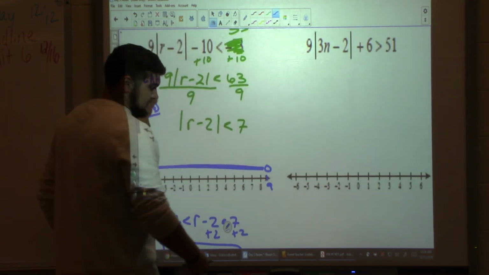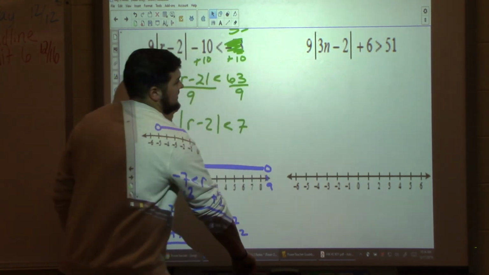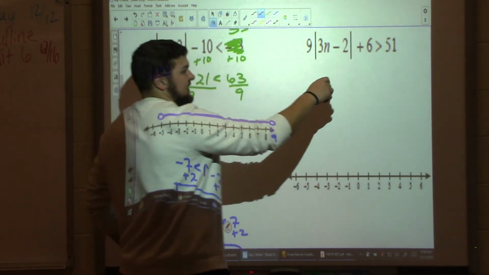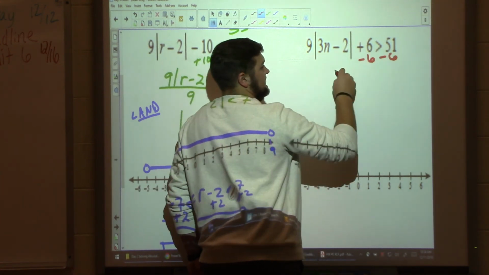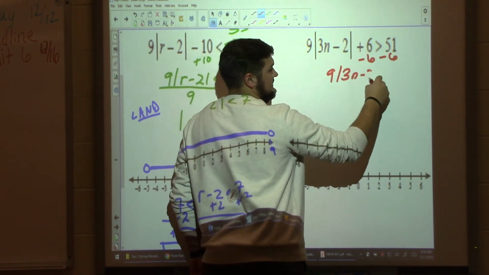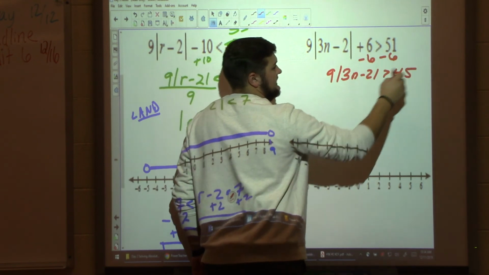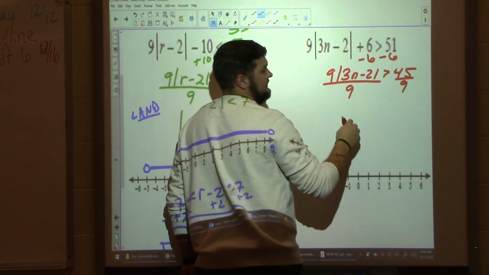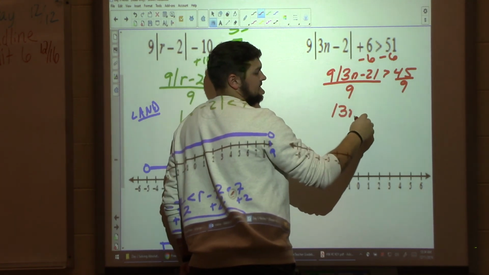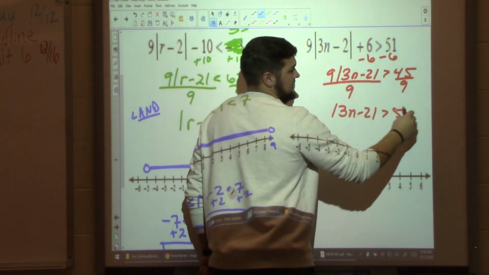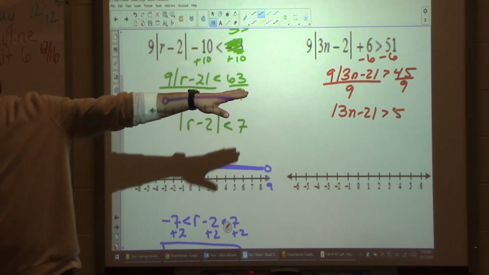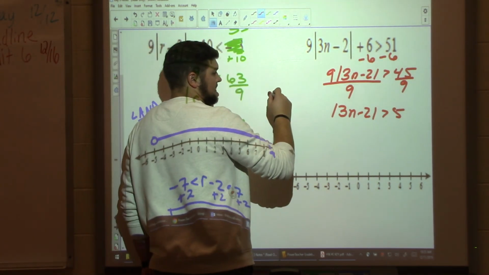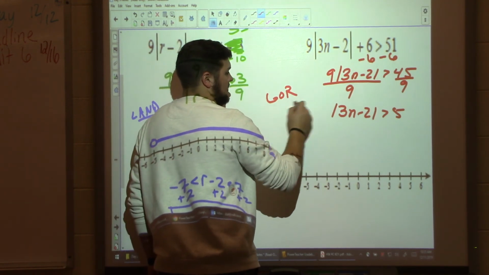9 times the absolute value of 3n minus 2, plus 6, is greater than 51. Subtract 6 and divide by 9, so I get the absolute value by itself. So I get 9 times the absolute value of 3n minus 2 is greater than 45, and I divide by 9. The absolute value of 3n minus 2 is greater than 5. So the absolute value is by itself. It is a greater-than problem, so it turns into an or.